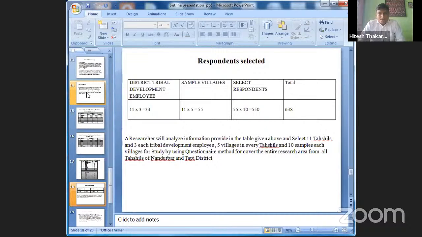The researcher will analyze the information provided in the table given above, the selected 11 tahsils and each 3 tribal development employees, 5 villages in every tahsils, and 10 samples each village for study by using questionnaire method to cover the entire research area for all tahsils of Nandurbar and Tapi district.